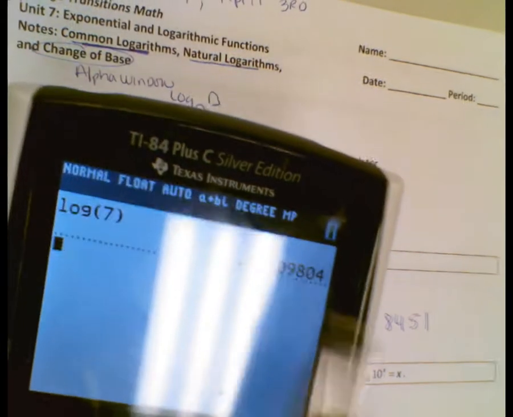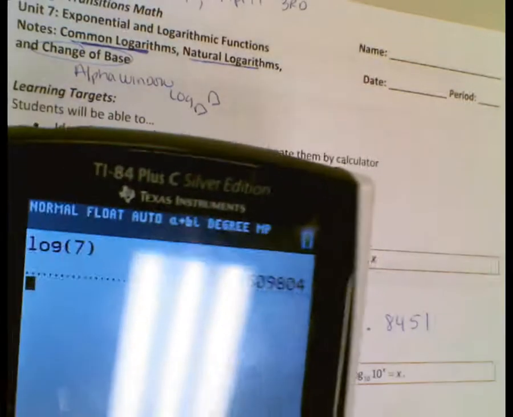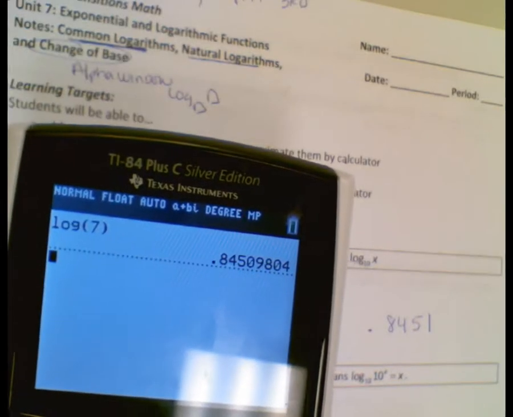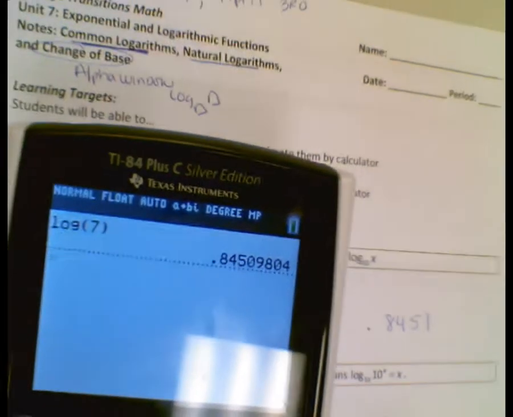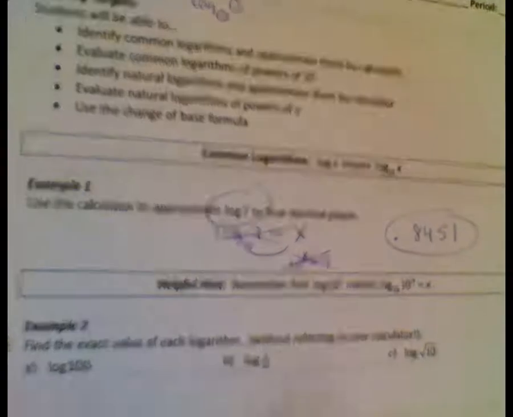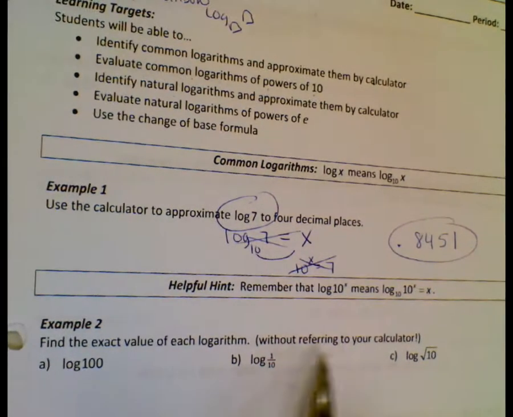You see that? The 5th number there. So you look at your 5th number to see if you have any rounding or not. If it's 5 and above, bump it up. 4 and below, let it go. Remember that? So it's 0.8451. Pretty easy, huh? Find the exact value of each logarithm without referring to your calculator.